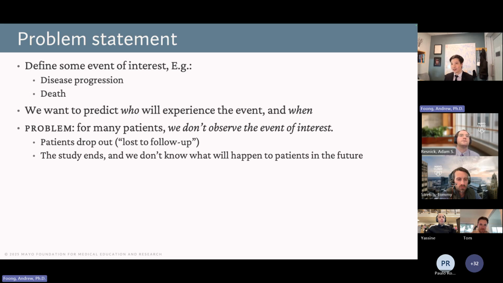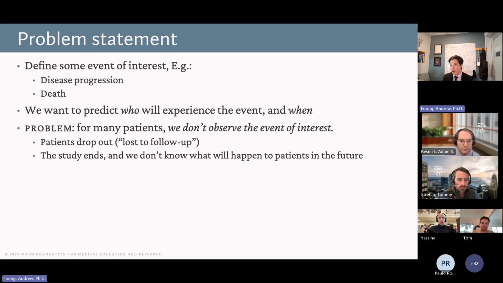There's a problem that comes up in this situation very commonly, and it's that for many patients, we probably won't be able to observe the event that we're interested in. This is because patients drop out. Maybe they're lost to follow up. You're tracking them for years, and you're trying to see whether they're cancer progressors or something like that. But maybe they just stop replying to the surveys. They move to another country. Or inevitably, your study ends.